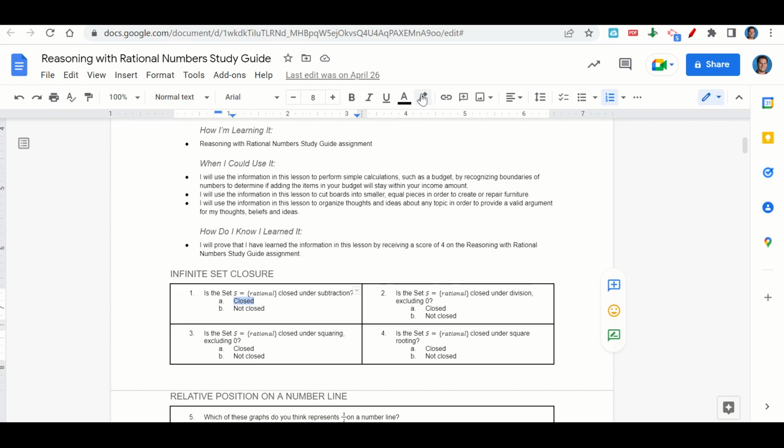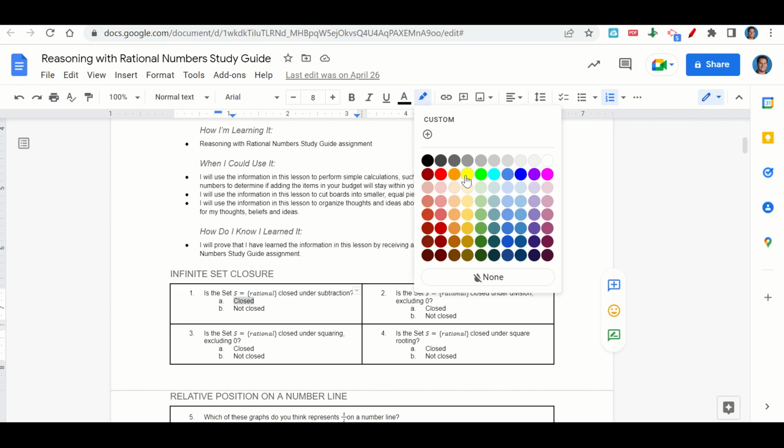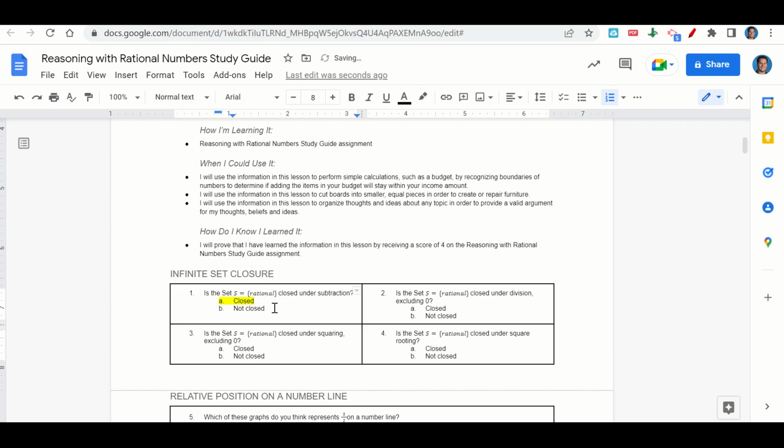And then we're going to go up here to the little highlighter tool. We're going to click on that, and I'm going to make it yellow. You can choose any color you want. Just make sure it's a color that stands out, so something bright.